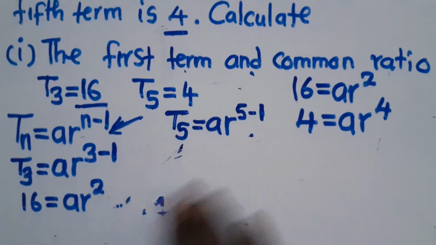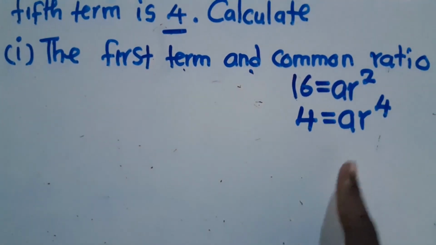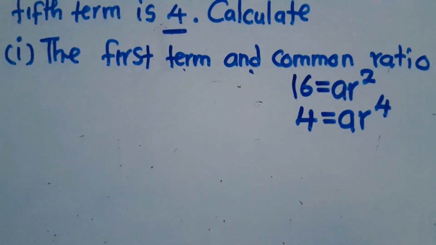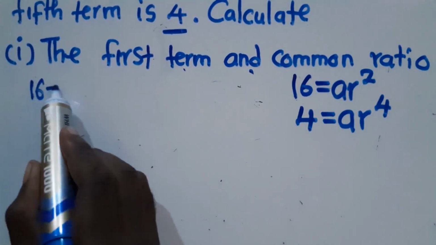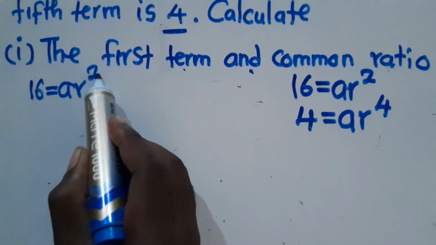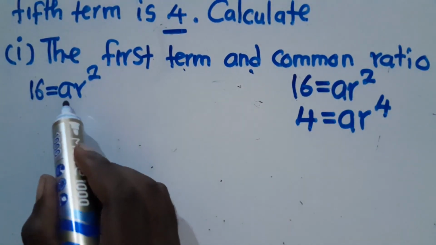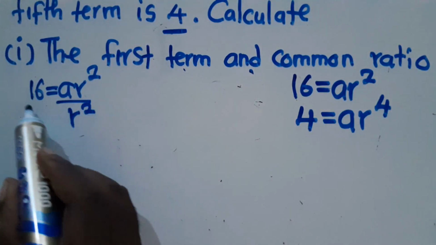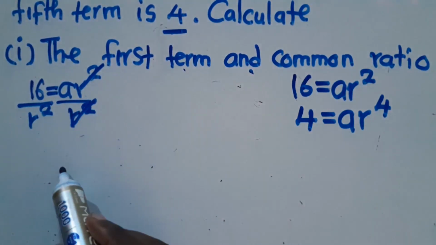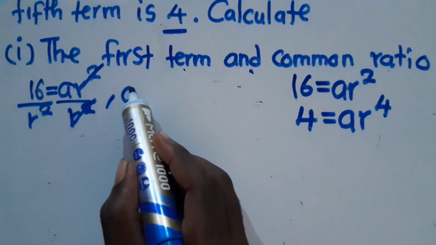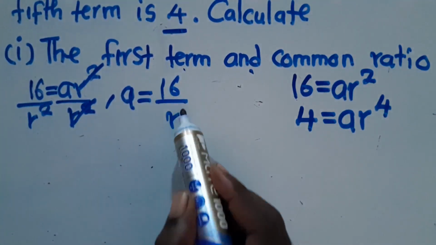Let me label this part like this. These are the two equations that I've remained with. I take the one on top, that is 16 is equal to a r squared, and make a the subject of the formula. Making a the subject, you divide both sides by r squared. The r squared cancels, and you remain with a. So a is equal to 16 over r squared.